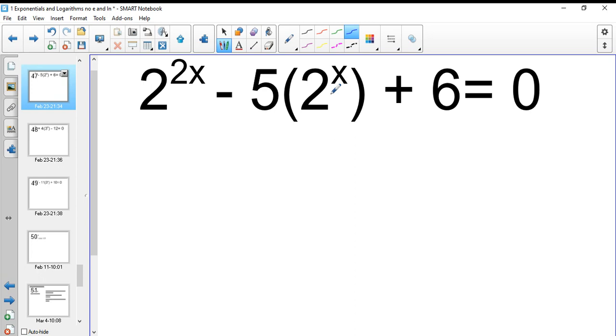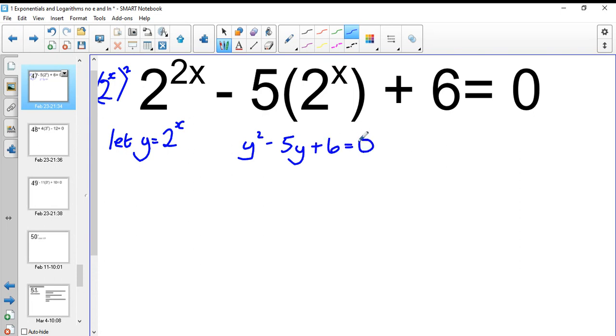We know it's a disguised quadratic because this index is twice this index, and this here is the same as 2 to the x squared. So we've got a square term, a letter term, and a number. So it's in the form of a disguised quadratic. Now the easiest way to approach it is to use a substitution, just to make it look a bit nicer. So if this is 2 to the x squared, then this is y squared minus 5y plus 6 equals 0.